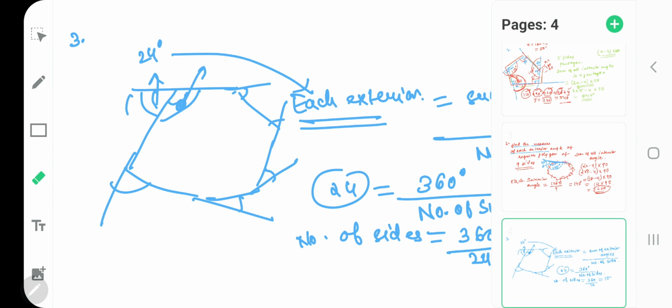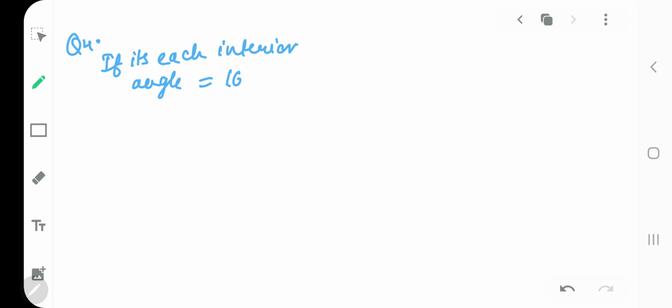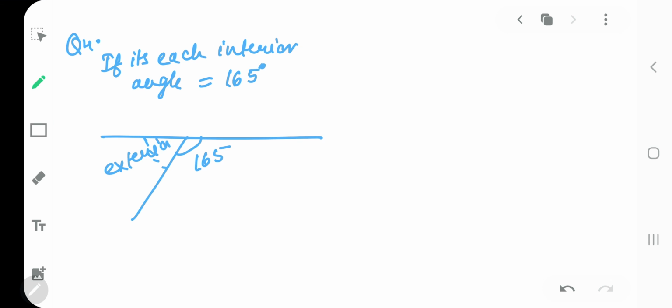Okay. Next we have problem number 4, which says how many sides does a regular polygon have if its each interior angle is 165? If each interior is 165, then what will the exterior be? Exterior will be 180 minus 165, that will be 15 degrees.